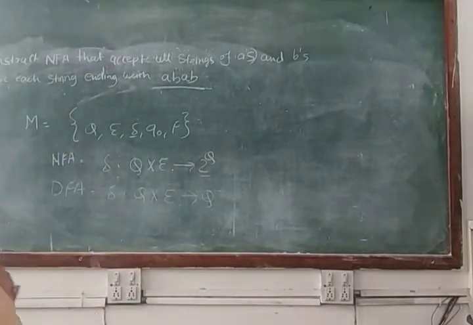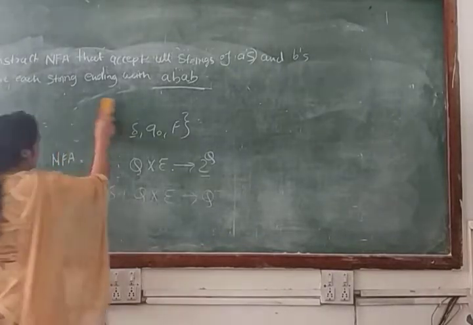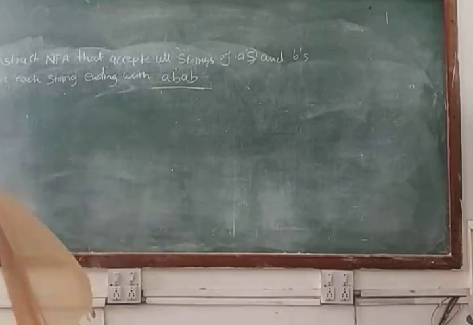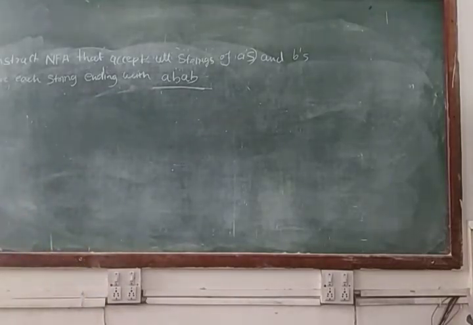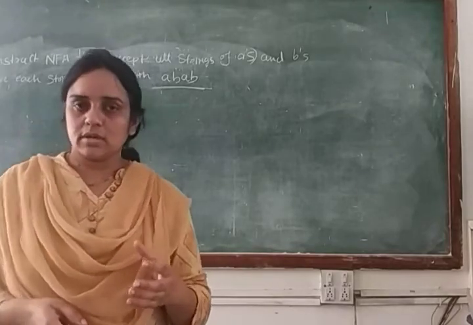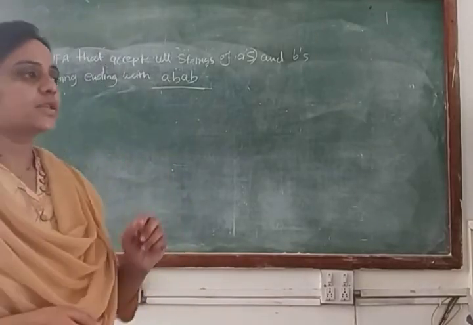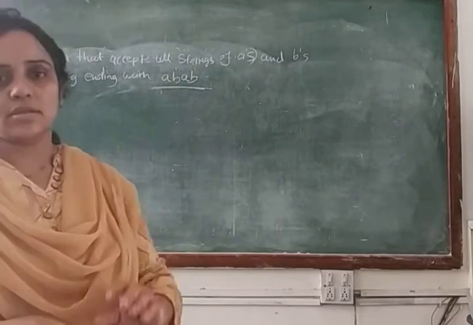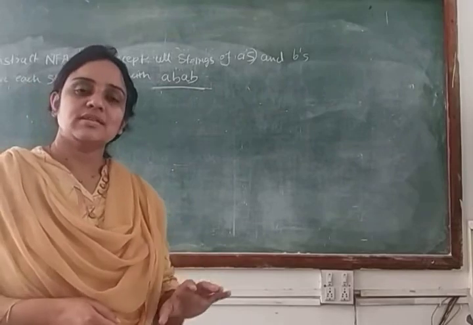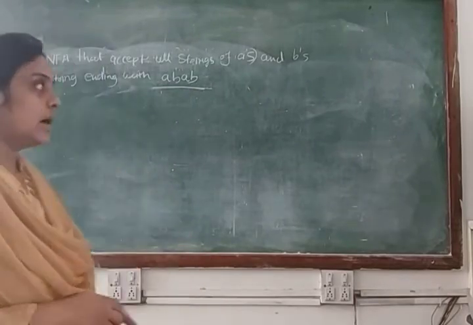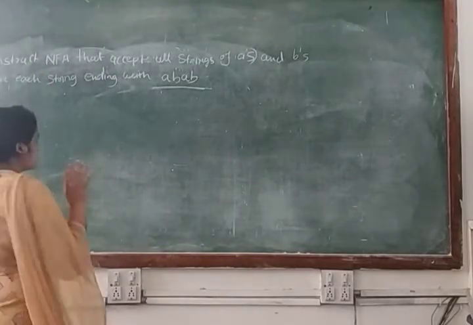How will we see? When you make a machine for a particular language using an NFA, what is your first step? Your first step is to identify the smallest length string. If you identify the smallest length string, you will get the number of states in your machine. First we will check what the smallest length string is.